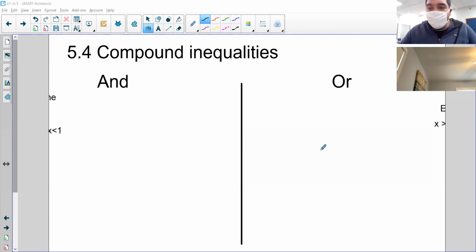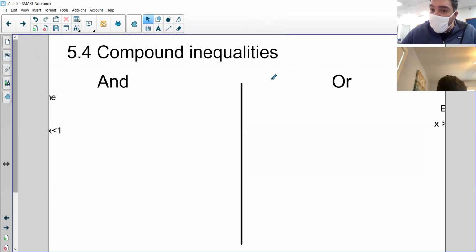So 5.4, compound inequalities. We have and statements and we have or statements. These are the two key parts of today's lesson. All right, we're going to first start with and statements.